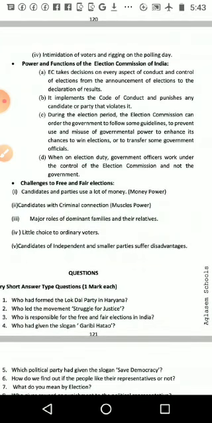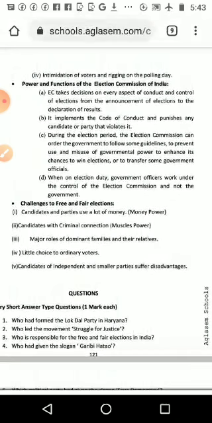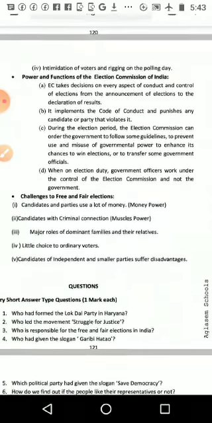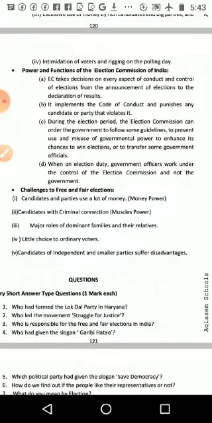During the election period, the Election Commission can order the government to follow some guidelines to prevent use and misuse of governmental power to enhance its chances in elections, or to transfer some government officials. The Election Commission is very powerful at the time of election. They are giving some guidelines to whom? The government. For what? To prevent use and misuse of government powers to enhance its chance to win.